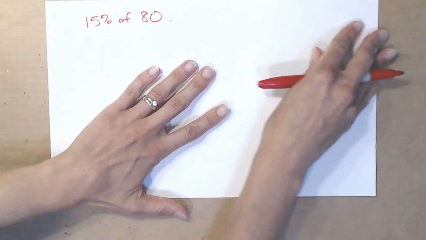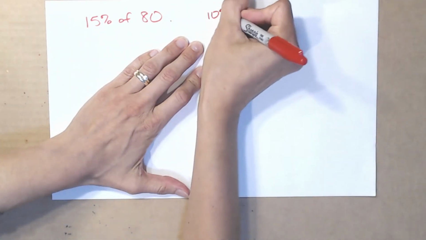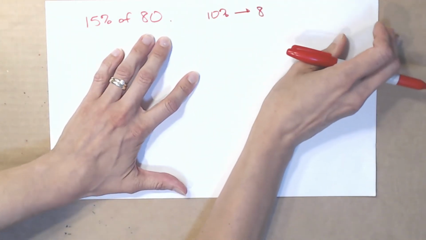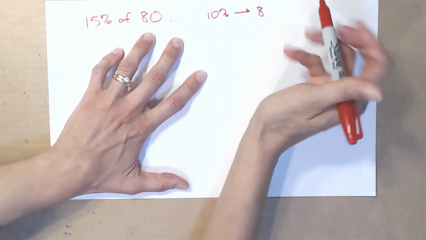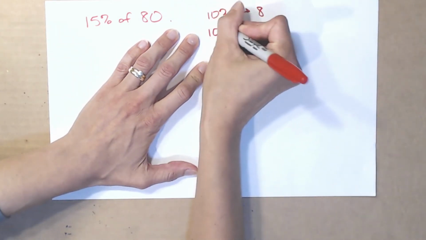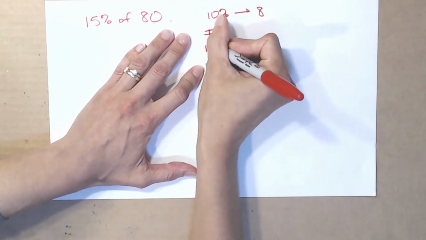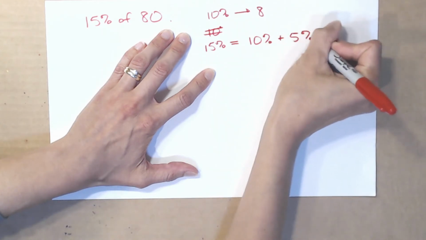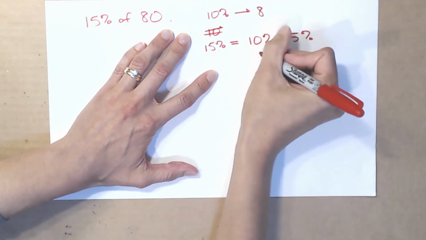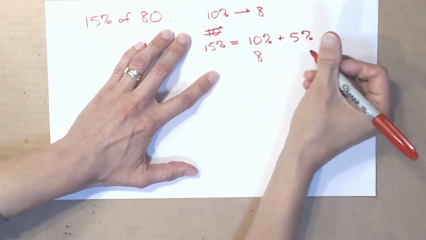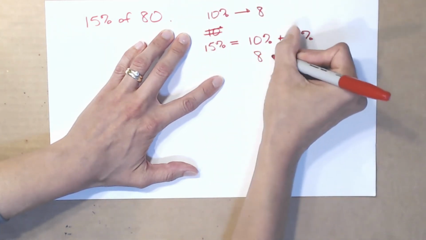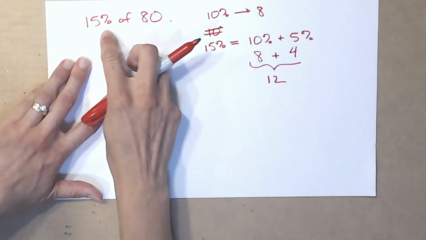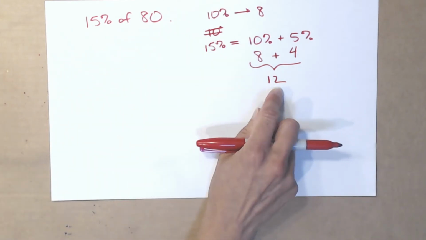So again, we can start with the 10% of 80. So 10% of 80 is 8. Right, 100% is 80, so 10% is 80 divided by 10, or 8. Now, what we want to think about is, 15% is actually 10% plus 5%. So if the 10% is 8, 5% is going to be half of that, 4. So it's going to be 8 plus 4, which is 12. So 15% of 80 is 12.